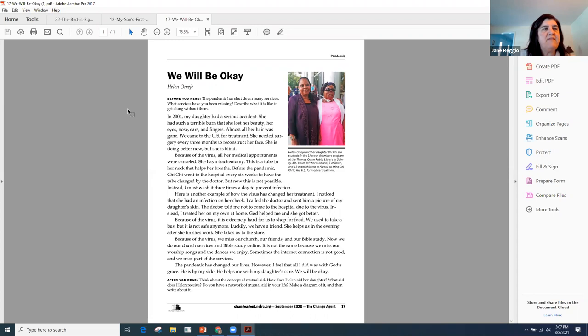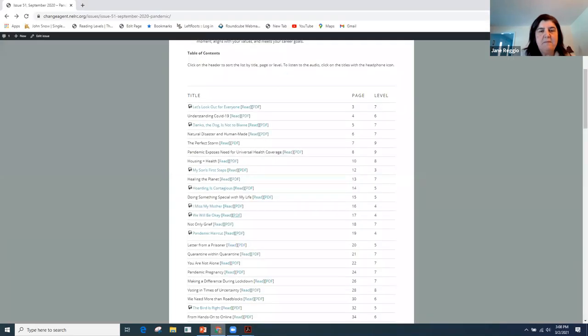Because in the PDF version, you get the "After you read, think about the concept of mutual aid. How does Helen aid her daughter?" But if you just click on the article from the index, you don't get that. So that's interesting. You mean the audio version? No, well, it's the one with the audio version. Yeah, but remember when you showed us how to sort by level and find an article with all the articles listed? Yeah, so if you click on the article from there.